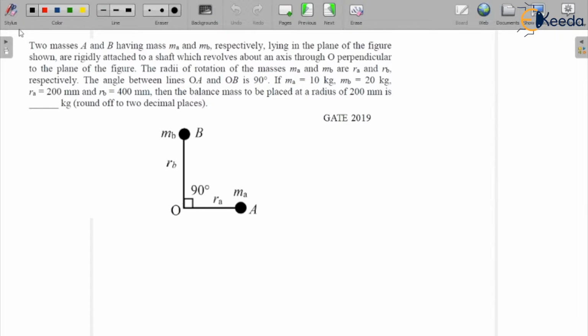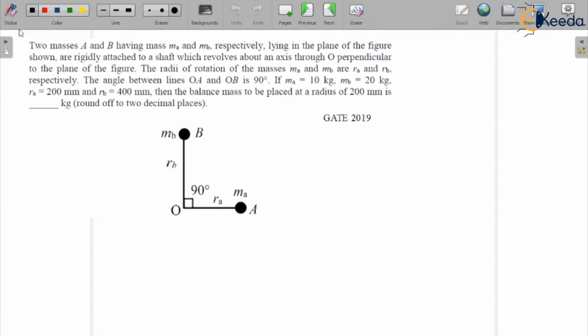Two masses A and B, having masses MA and MB respectively, lying in the plane of the figure shown, are rigidly attached to the shaft which revolves about an axis through O perpendicular to the plane of the figure. The radii of rotation of the masses MA and MB are RA and RB. The angle between line OA and OB is 90 degrees.